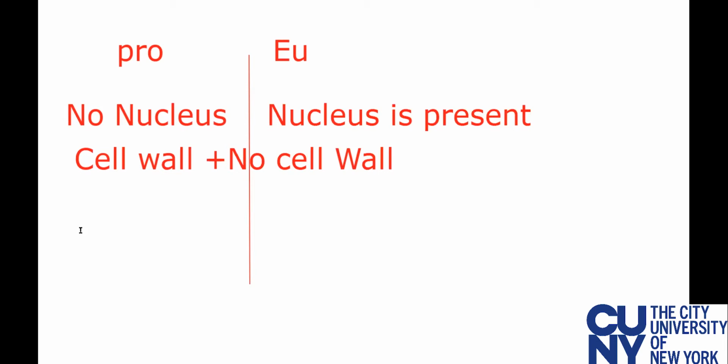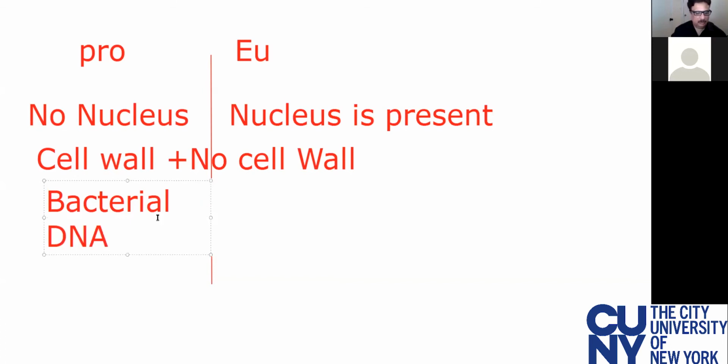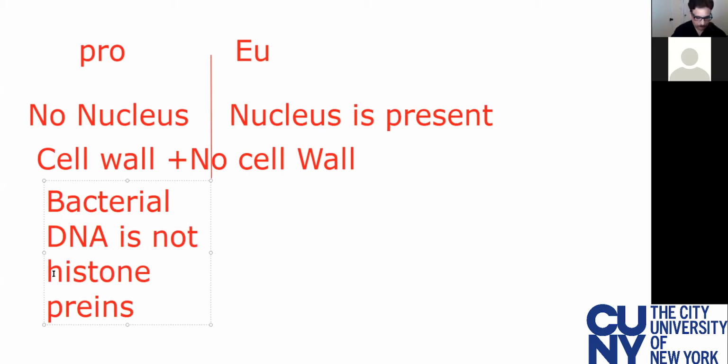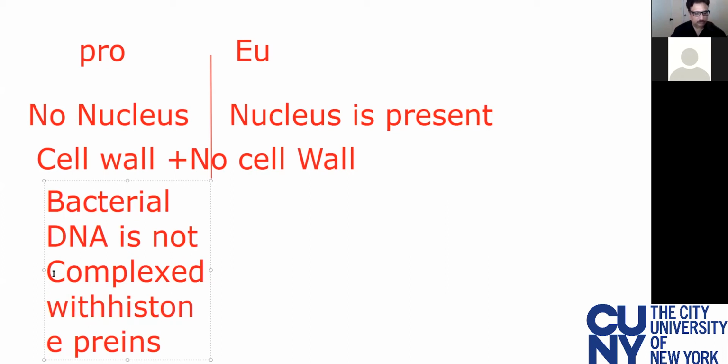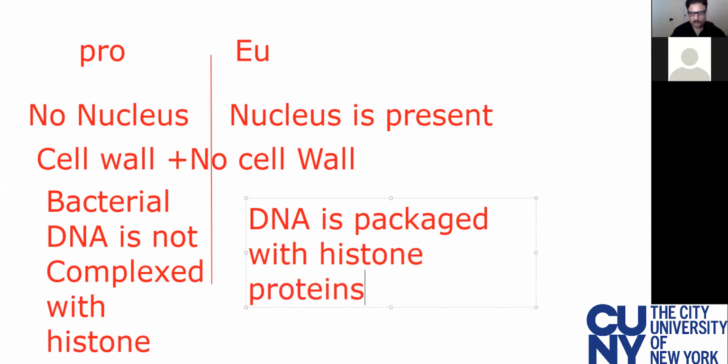The third difference that I would incorporate is that bacterial DNA is not complexed with histone proteins. In contrast, in eukaryotic cells, the DNA is packaged or complexed with histone proteins.